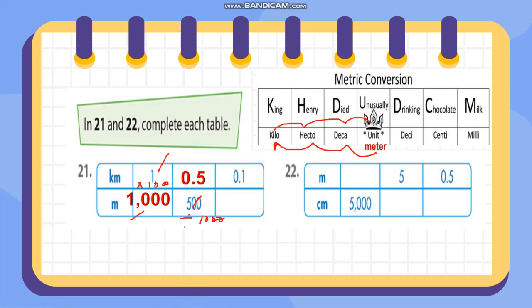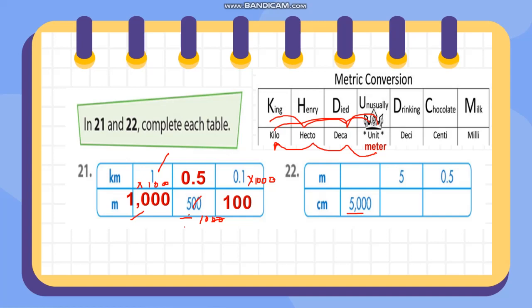Another, 0.1 kilometer, then we're going to convert into meter. So kilometer to meter is tens, hundreds, thousands. So this is multiplied by 1,000. So 0.1 multiplied by 1,000 is equivalent to 100.